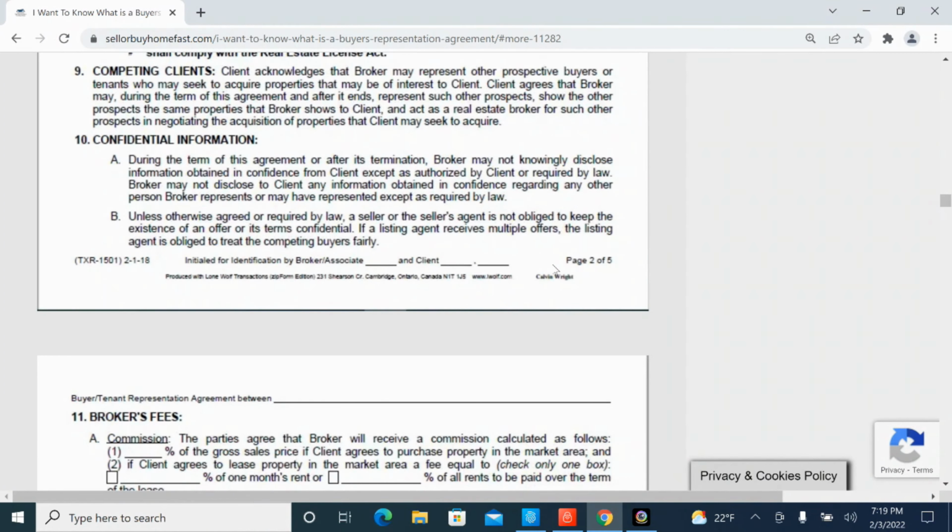It says in number B, unless otherwise agreed or required by law, a seller or seller's agent is not obligated to keep the existence of any offer or terms confidential. If a listing agent receives multiple offers, the listing agent is obligated to treat the competing buyers fairly. So it's letting you know that the listing agent is supposed to treat every offer fairly. However, keep in mind that an owner does not have to look at your offer.